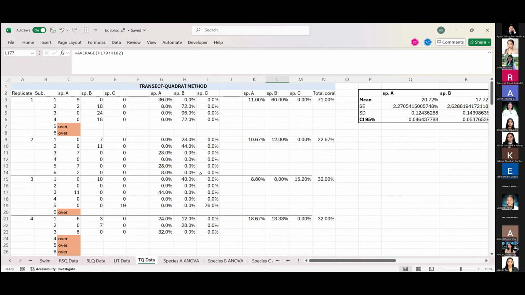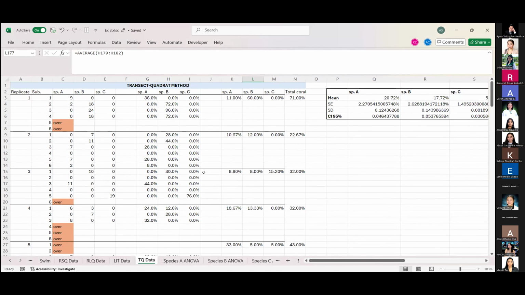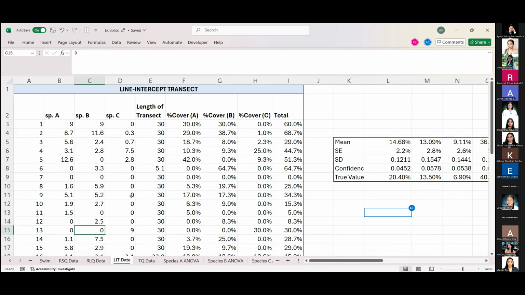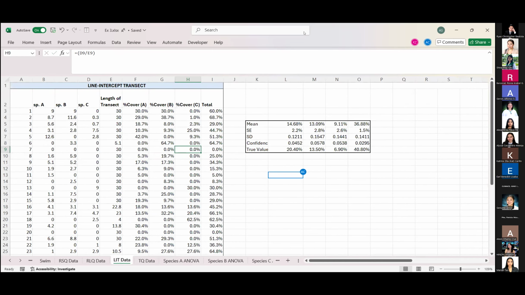Okay, scroll up. Can you go to column L, row 3? There you go. Okay, good. Thank you. LIT. Column H, row 9. Okay, thank you so much. You can now stop sharing, group 4.